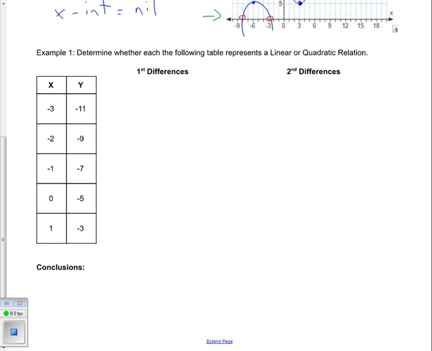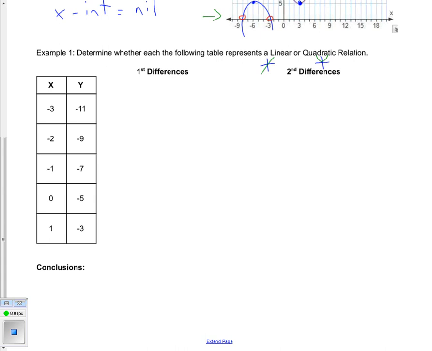So recall from last year and from grade 9 that a linear relationship is literally a straight line. Okay, and so if you have an xy coordinate system, a linear relationship is just going to be a straight line. However, a quadratic relationship, if you have an xy coordinate system, will be in the shape of a parabola, or a kind of U shape.